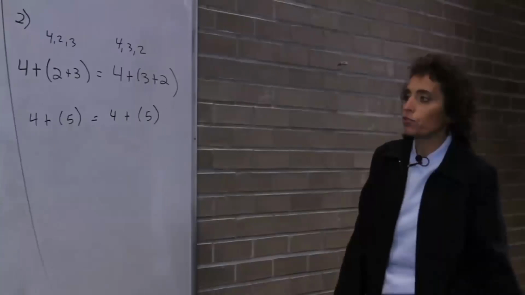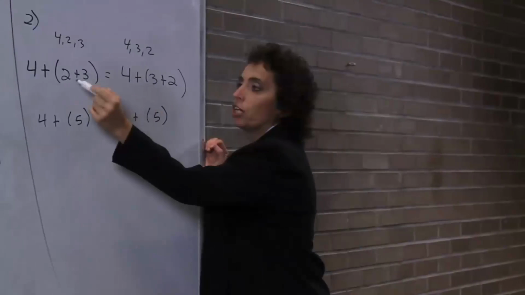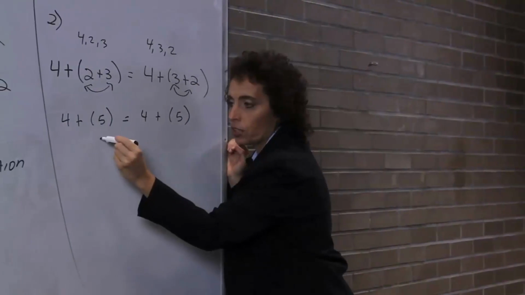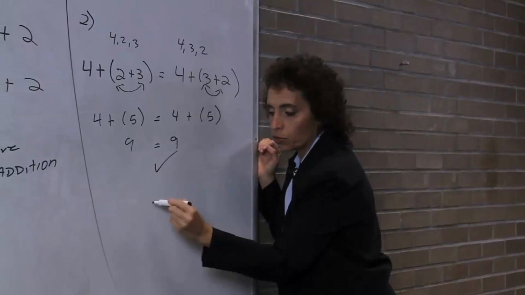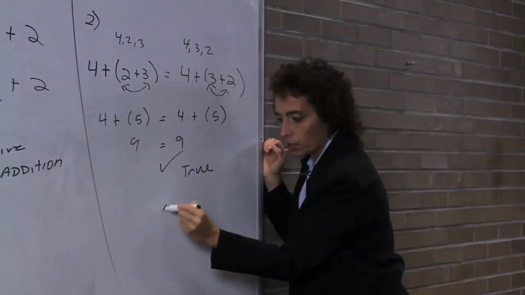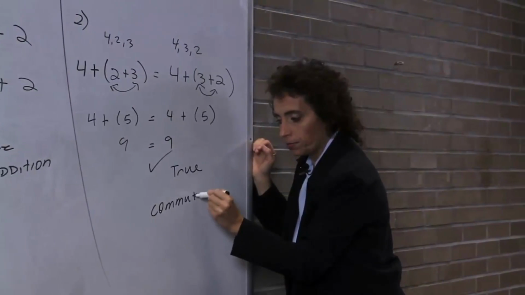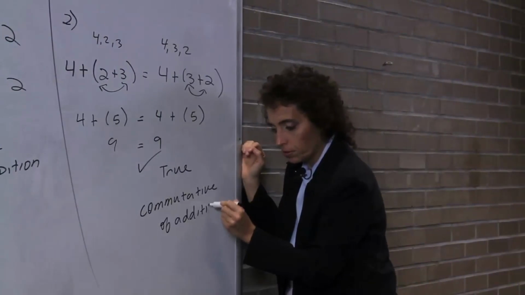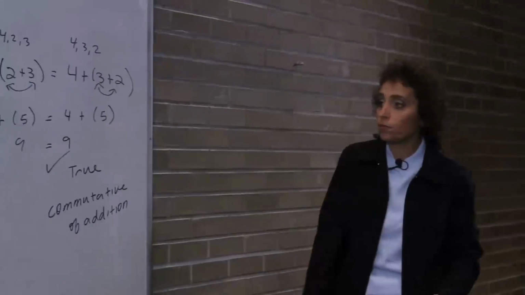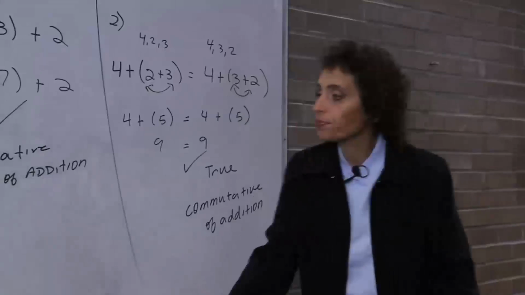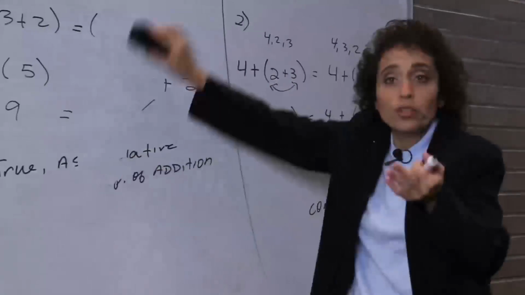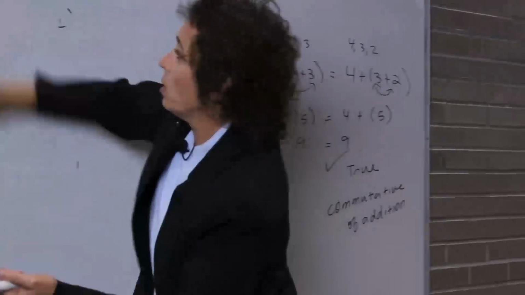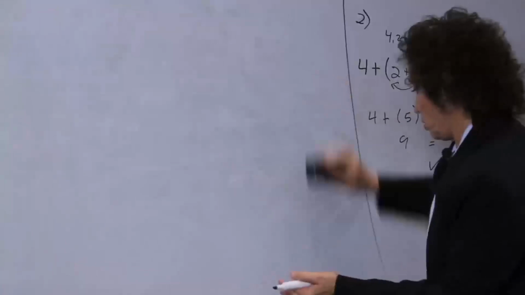4 plus 5 equals 4 plus 5. But it is still commutative because the 2 switched order with the 3 in here. So this is 9 equals 9. True statement again. Commutative of addition. And then there's one last one. So let's take a look at the next example. Again, only if it's true is there a property, because the property tells us that that's a true statement, that there's something there that makes it true.